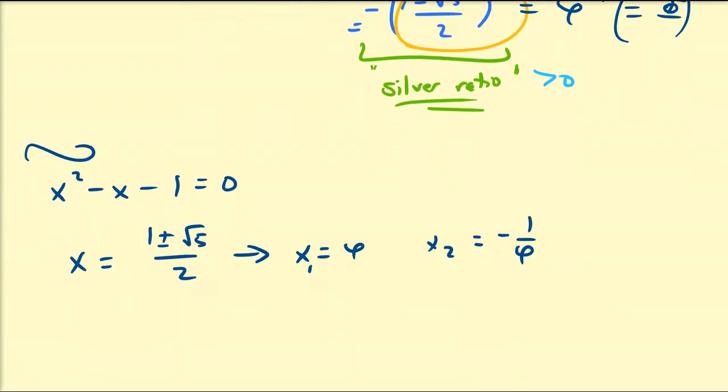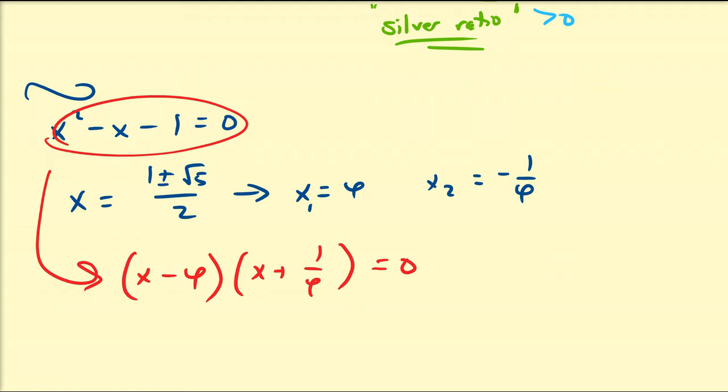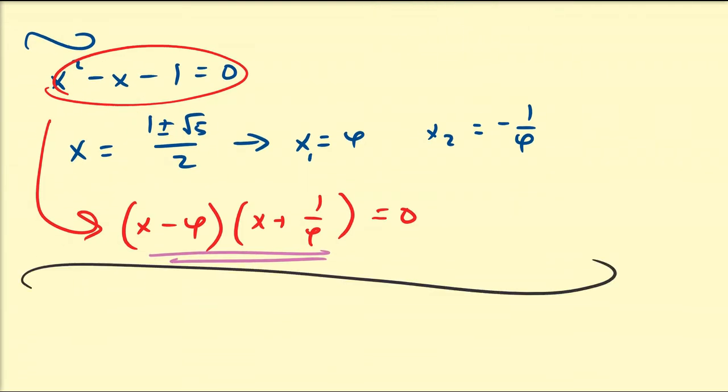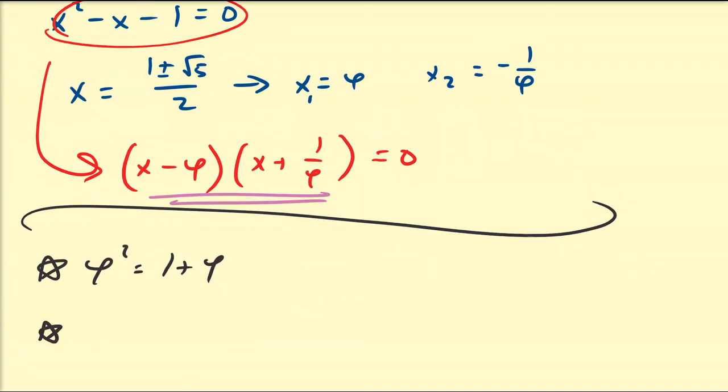right? So it's very easy to see that this quadratic equation can be factored into x minus phi times x plus 1 over phi is equal to 0, right? So that gives us a very special factorization of this particular quadratic equation. Alright, so up to this point, we've proven that phi squared is equal to 1 plus phi, which of course gives birth to this quadratic equation that has these couple of properties.